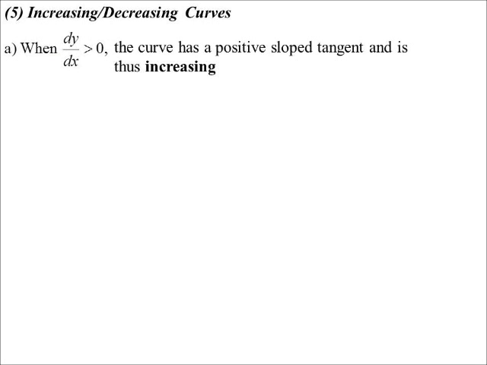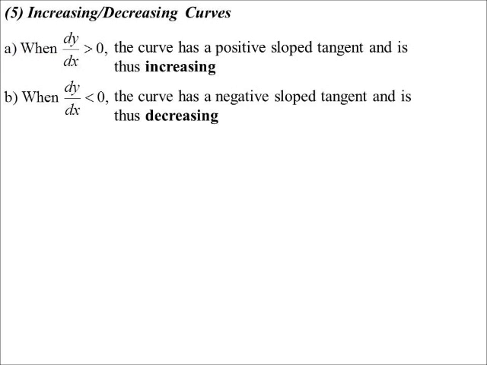When's the curve going up? When's the curve going down? We use the first derivative for that. If the first derivative is greater than 0, that means the slope of the tangent is positive, so the curve must be going up. If it's negative, then the slope of the tangent is negative, so the curve must be going down or decreasing. So we can use the first derivative for those sort of ideas.